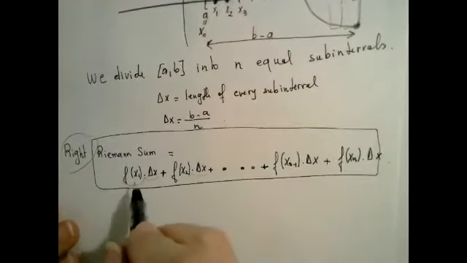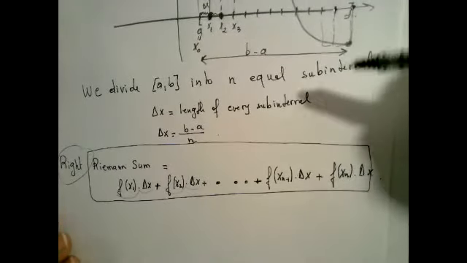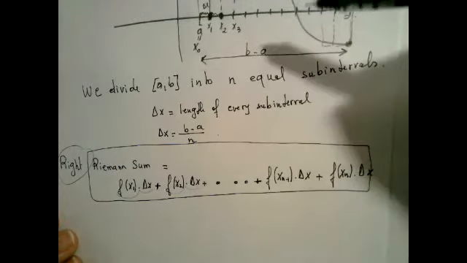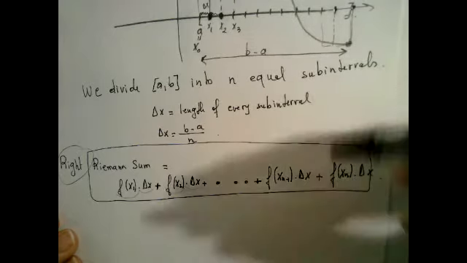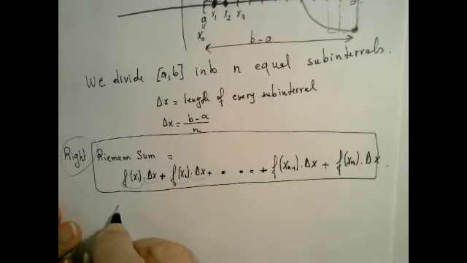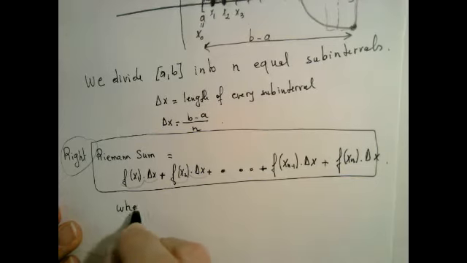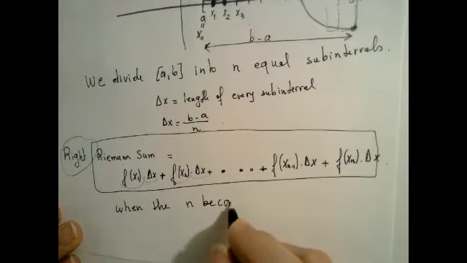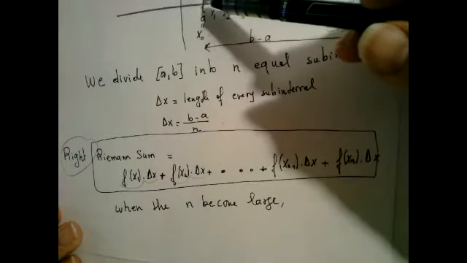Now, what happens? That's with n subdivisions. The idea now is the following. We can take 10 subdivisions and compute the sum. Then we can take 15 subdivisions and compute the sum. We will do a little bit of that. And we're going to take 50 subdivisions, 100 subdivisions. What happens is the following: when the number of subdivisions, it means when n becomes very large. What do I mean by n? n is the number of subdivisions.